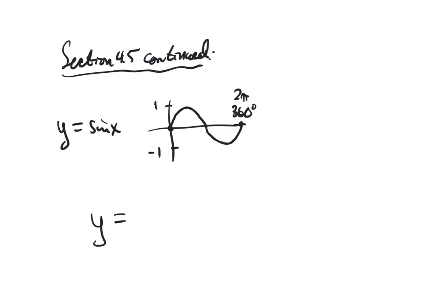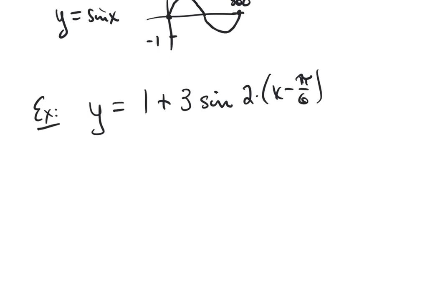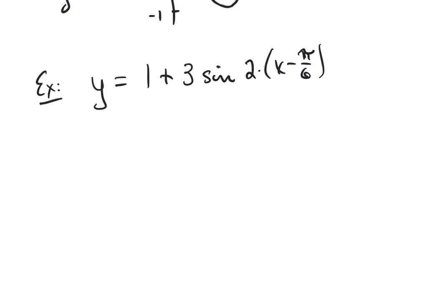So I'm going to start off with some transformations like the following. If I were to have a function that reads y is equal to 1 plus 3 sine of 2 times (x minus pi over 6). Could you guys help me graph that function? All right, we have our standard form that I gave you in the previous video. So this is the A, this is B, this is C, and this is D.